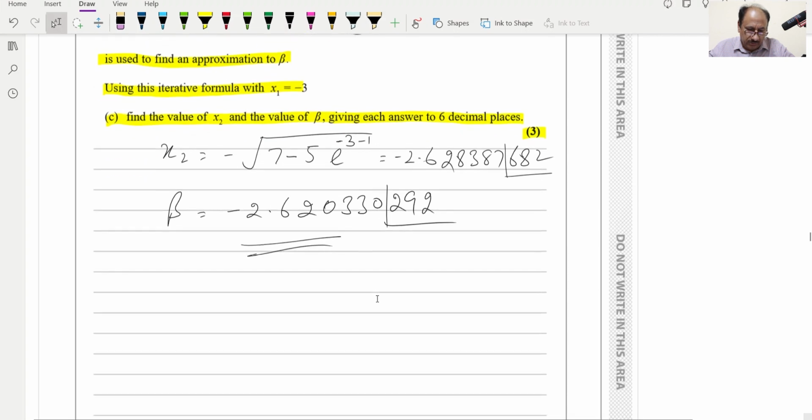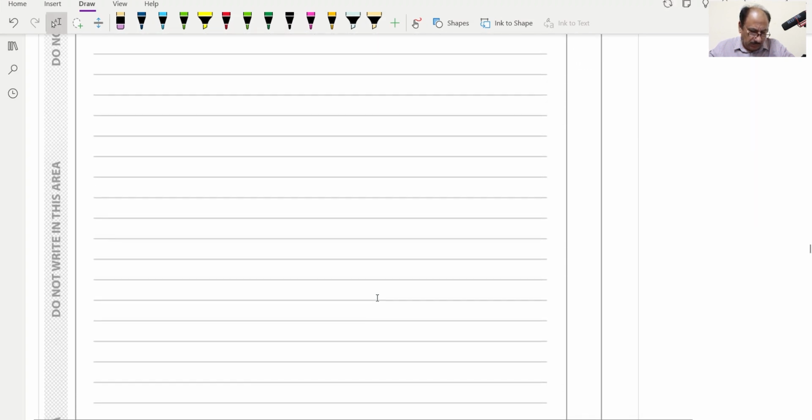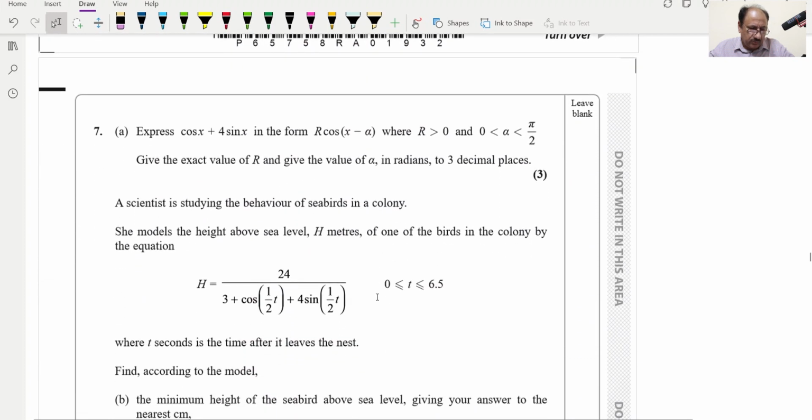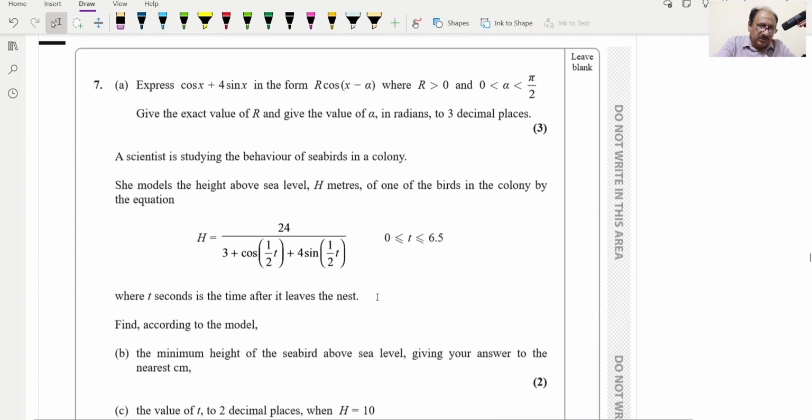Hopefully you understood this. Now we can move to the next question, which is question number 7. Question number 7 says part a: express this one in the form r cos of x minus alpha, where r is greater than 0 and alpha is from 0 to pi by 2. Give the exact value of r and the value of alpha in radians to three significant figures. This is a 3 marks question basically.